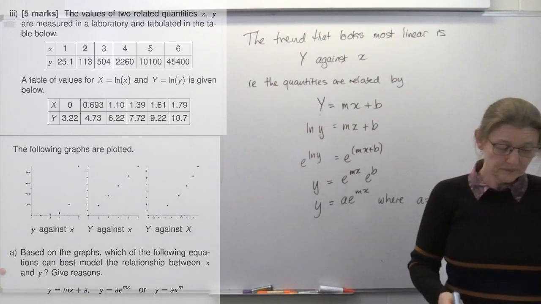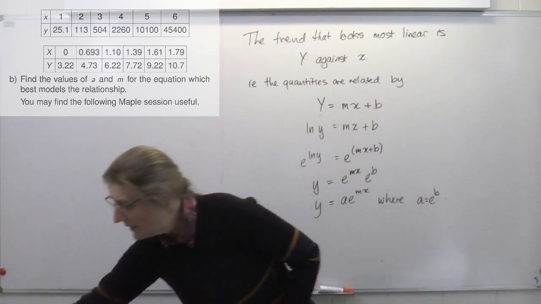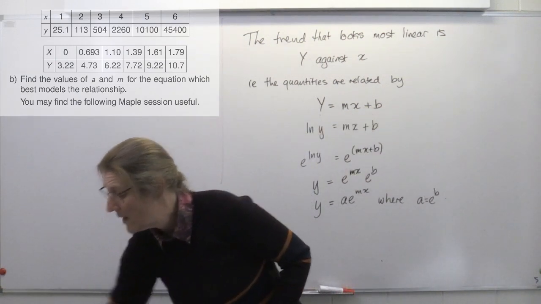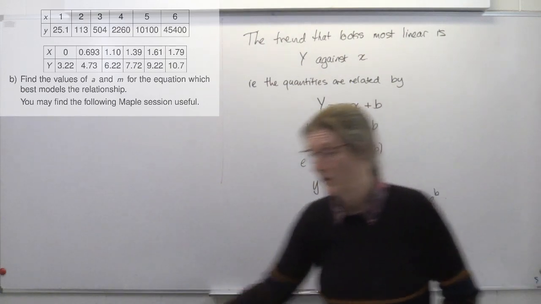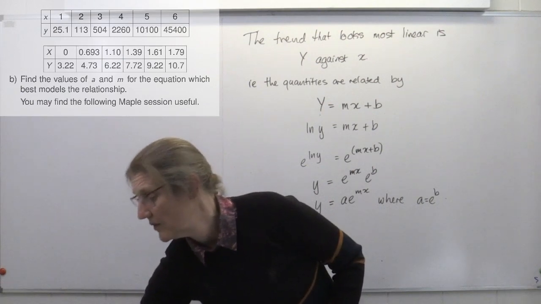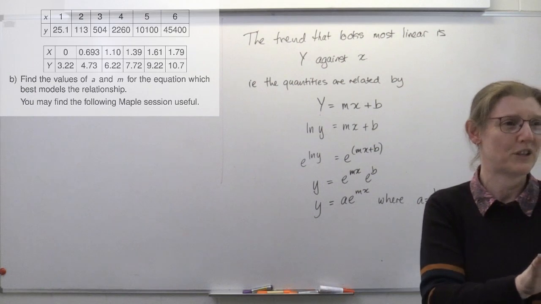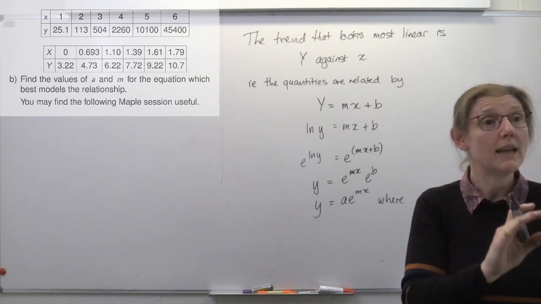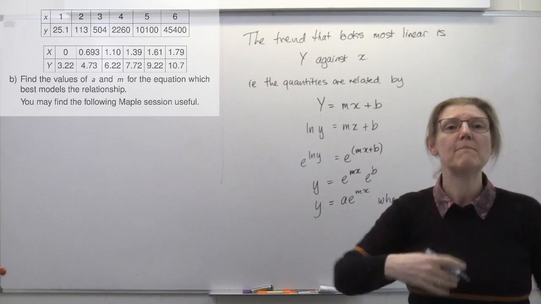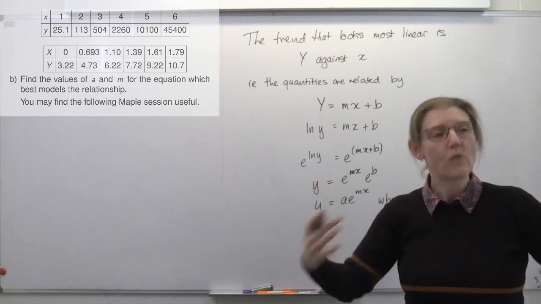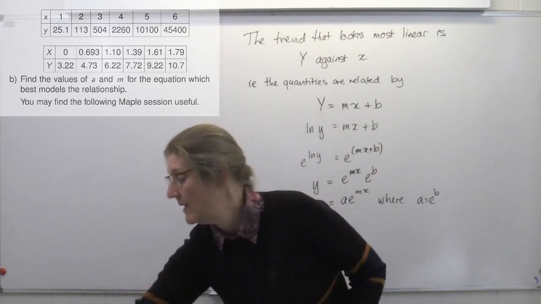Now our next part, in part B, we would like to find the values of a and m for the equation that we have chosen. I have to say, it's actually quite important that you've chosen the right equation at this point. It doesn't mean you can't do the fit, but the fit that you will have will not necessarily best represent that trend that we saw.